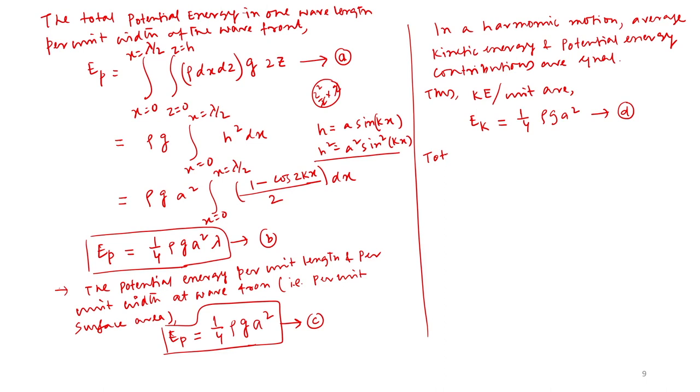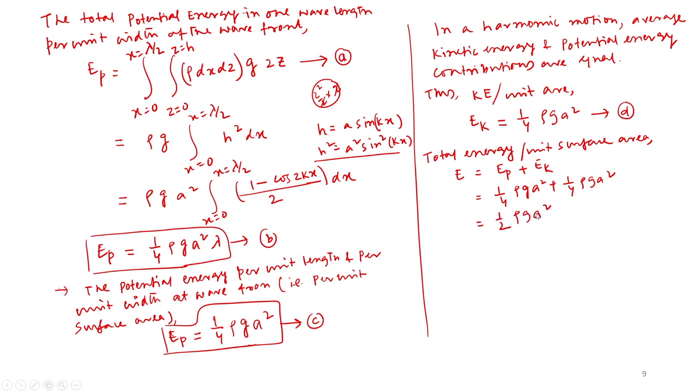Now, the total energy per unit surface area will be E is equal to Ep plus Ek. So if you substitute these two values, 1/4 rho z a square plus 1/4 rho z a square, then it will be 1/2 rho z a square. This is the total energy per unit surface area.